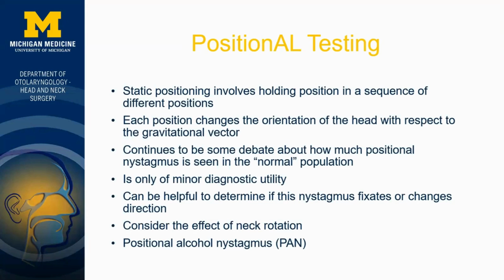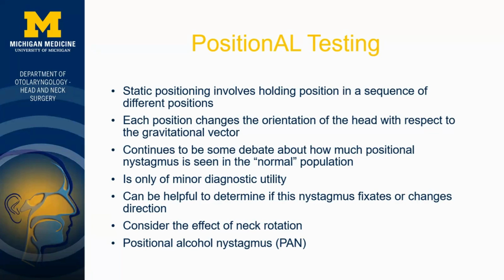When I talk positional versus positioning. Positional implies that you are holding a static position. So this is holding that position in regards to the gravitational vector. So are you on your back? Are you on your side? There is also some cervicogenic or neck muscle movements. So you may be on your back with your head tilted, or you may be on your back and rolled over onto the left. There is still some debate about how much positional nystagmus is seen in the normal population.